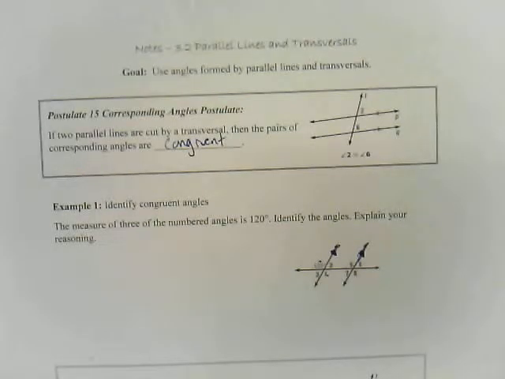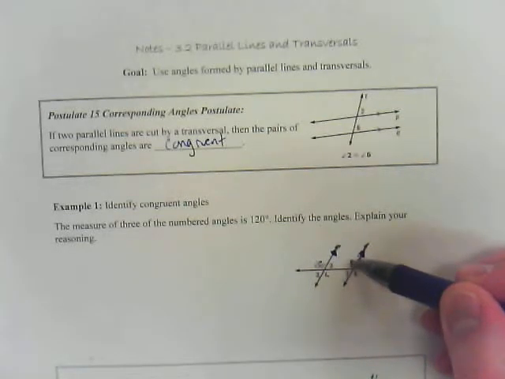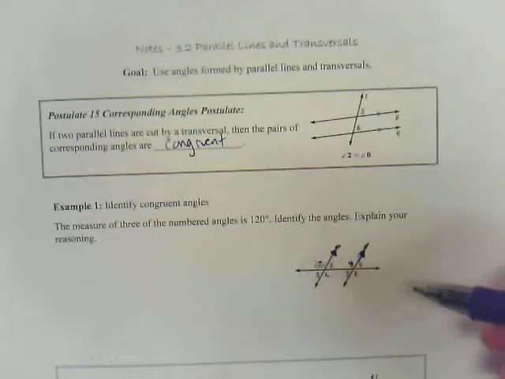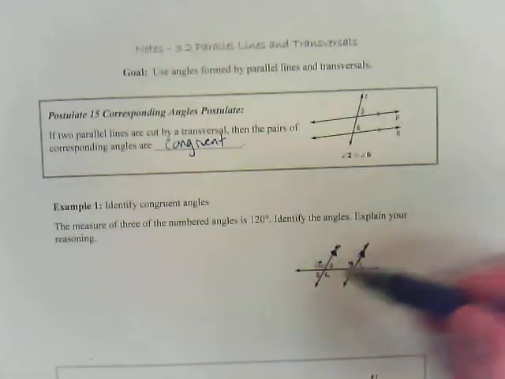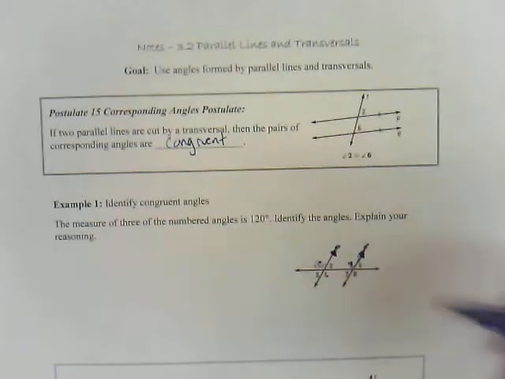Now if we go over to the other intersection, let's look at the 120 degree angle and angle 5 right here. Well, these two angles are corresponding angles. So they're both in the top left spot of the intersection of the lines. And since these lines are parallel, that means that angle 5 must be 120 degrees as well. And it's because it's a corresponding angle to the 120 degree angle.